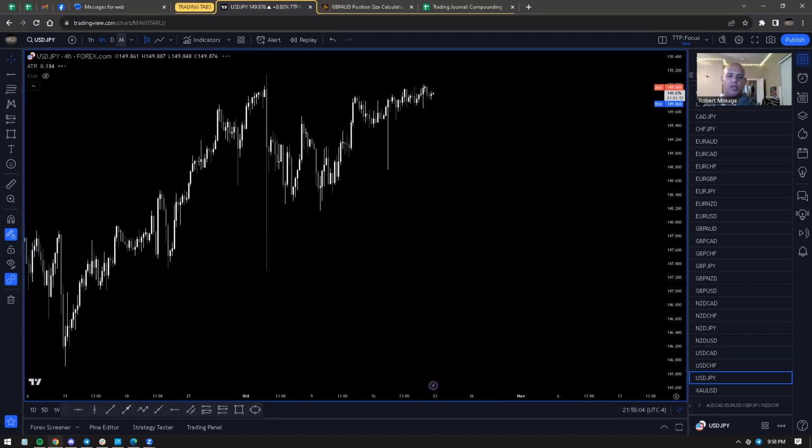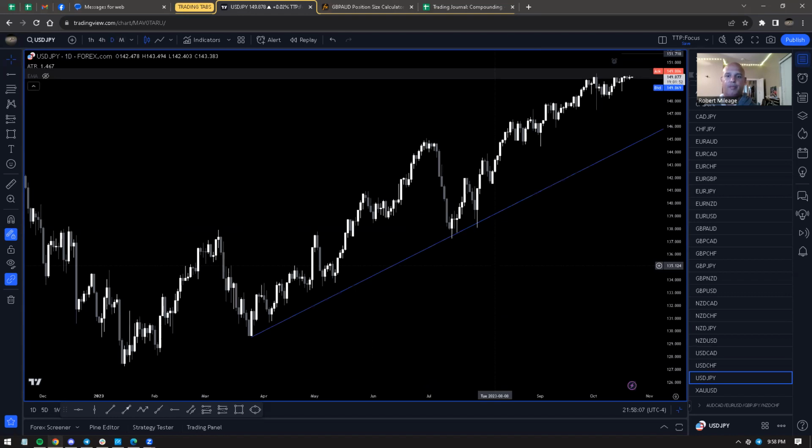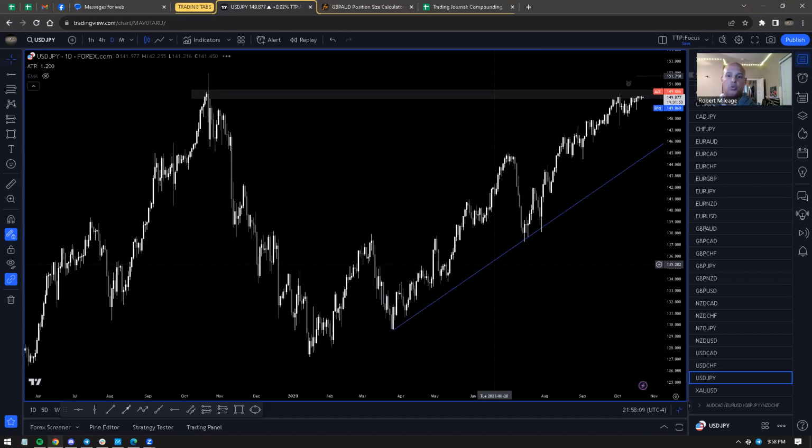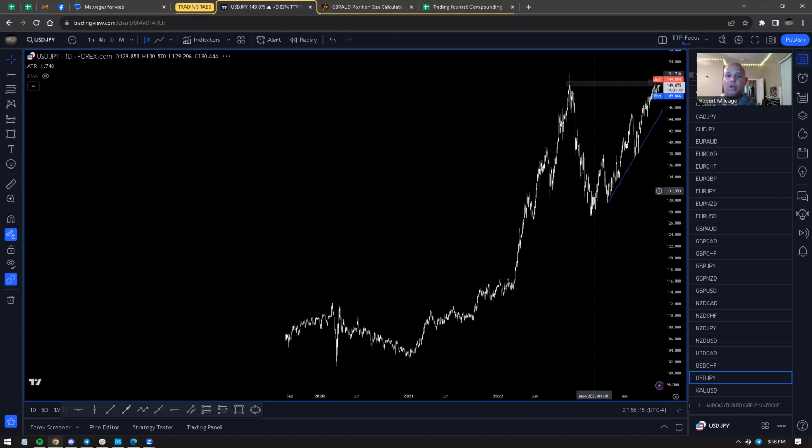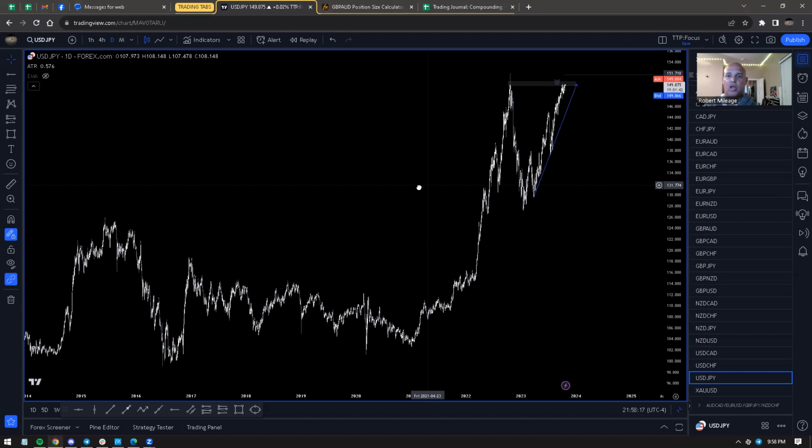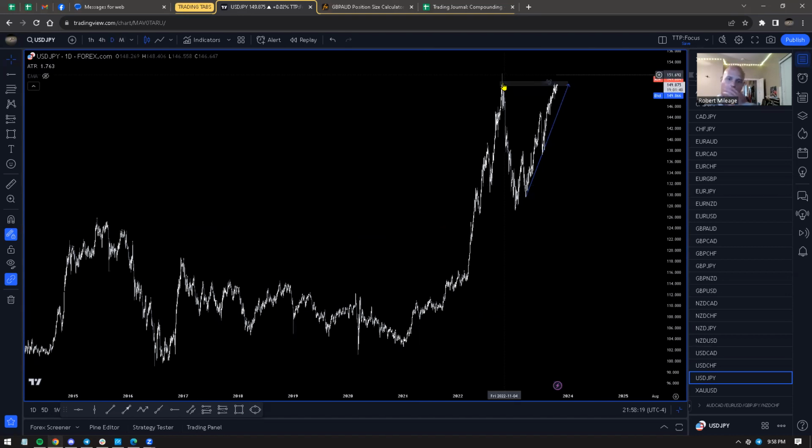USD JPY. This one I'm not sure. This one is going up. We've been slowly channeling into this area right here, and I would love to see, we are retesting an all-time high. What's going to happen from here? I have no idea. Is price going to break up higher? I don't know. I have that set just in case.